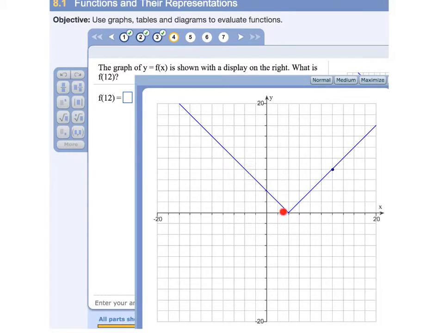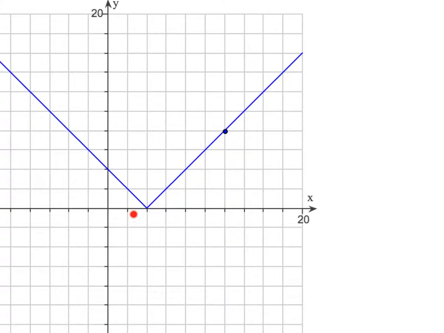So here you've got this crazy graph, and we're being asked to figure out the value of f of 12. Now, I'm going to point out something really cool here. First off, they've given you a hint. There is the 12. Now, how did we get 12? Well, if you look at the scale, this is 20, which means each one of these hash marks counts as 2. So that's 2, 4, 6, 8, 10, 12. So that's how we got that x is 12 right here.